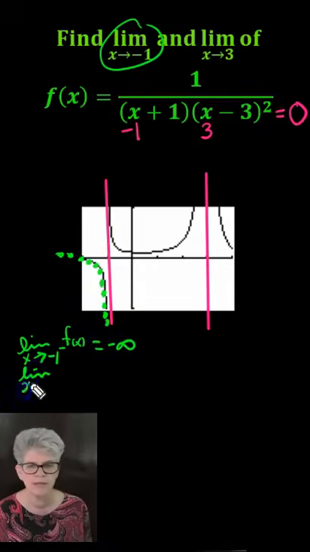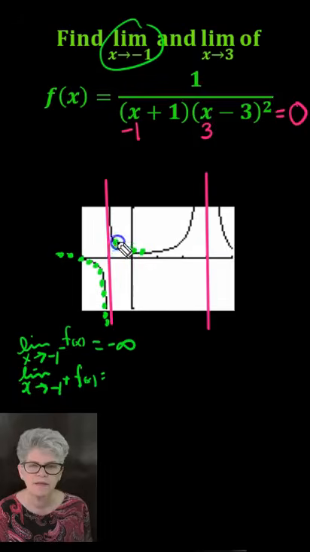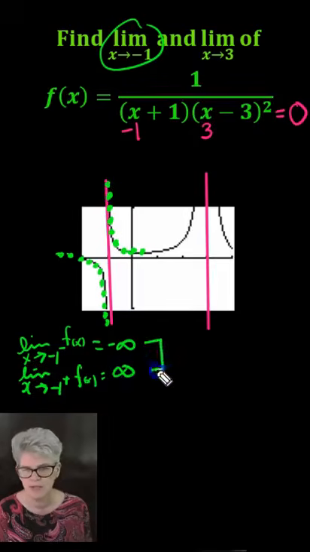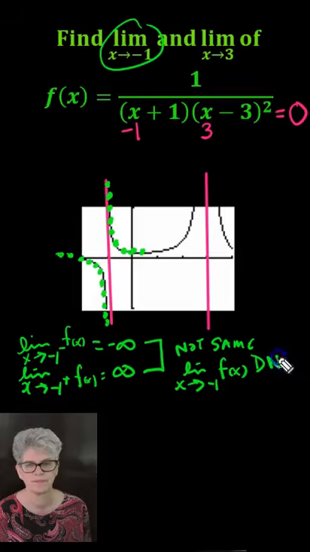But what is the right-hand limit? So as x approaches -1 from the right, well, on the graph, as my x values get closer and closer to -1 from the right, the y values are going off to +infinity. Now, these two limits are not the same. And so our limit as x approaches -1 of f does not exist. Your left and right hand limit must be the same.